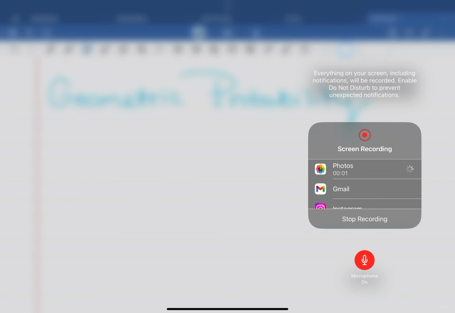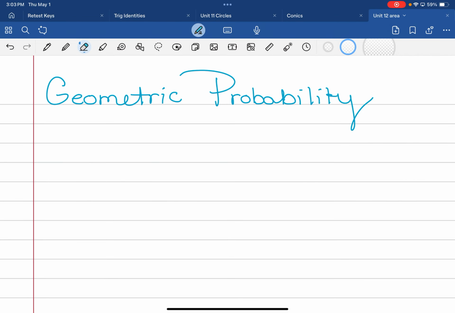Us. No. Just kidding. Incorrect. Just kidding. Probability is the worst part of math. Okay, but geometric probability, not too terrible, okay?